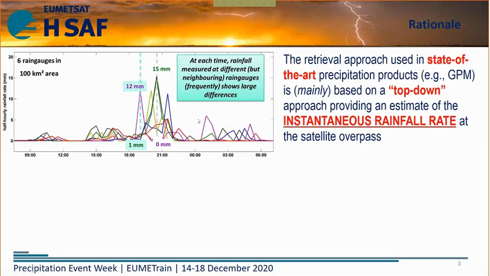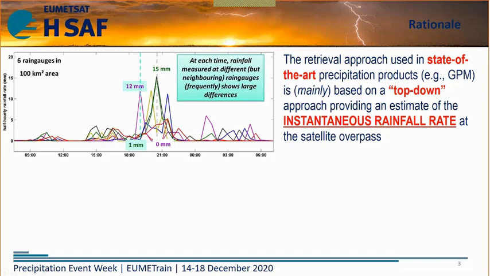In this graph, you can see the rainfall amounts recorded by 6 rain gauges in a small area. And here you can see that different rain gauges recorded different rainfall amounts. This is very important as this difference can impact the use of observed data in hydrological application, where it is important to know the exact amount of water fallen over the soil.